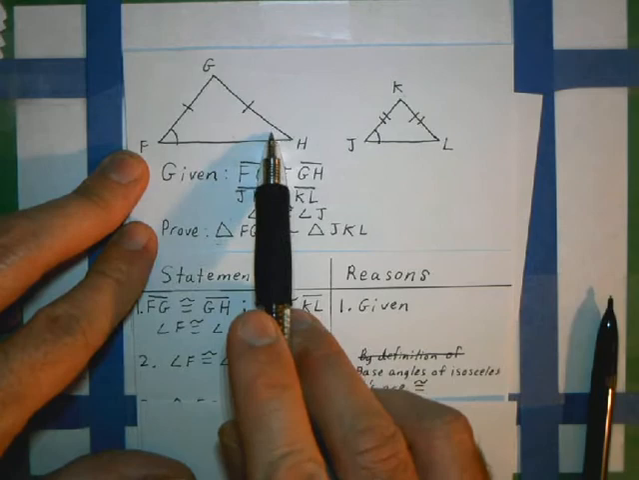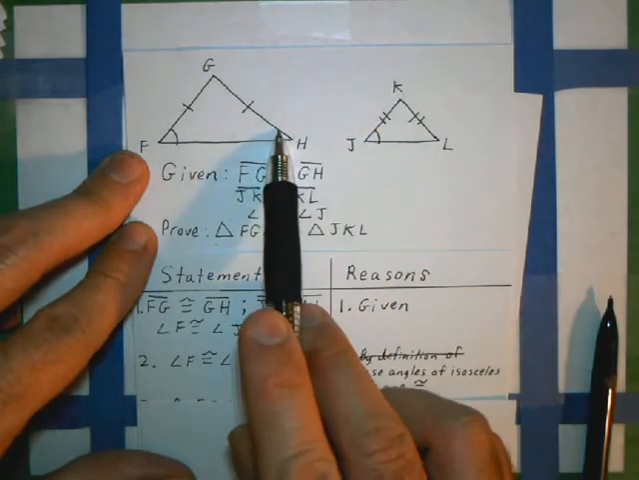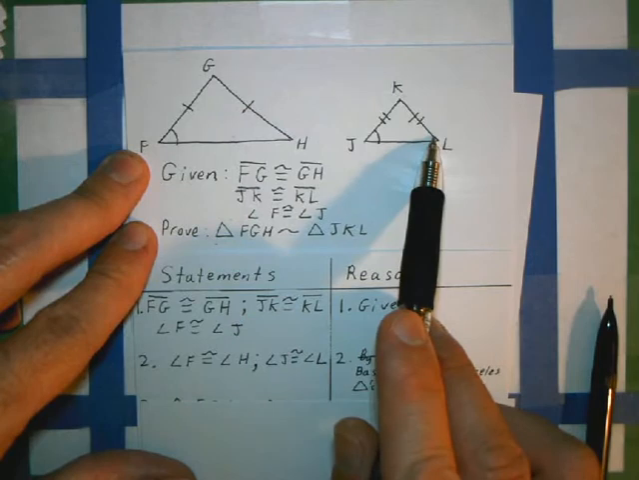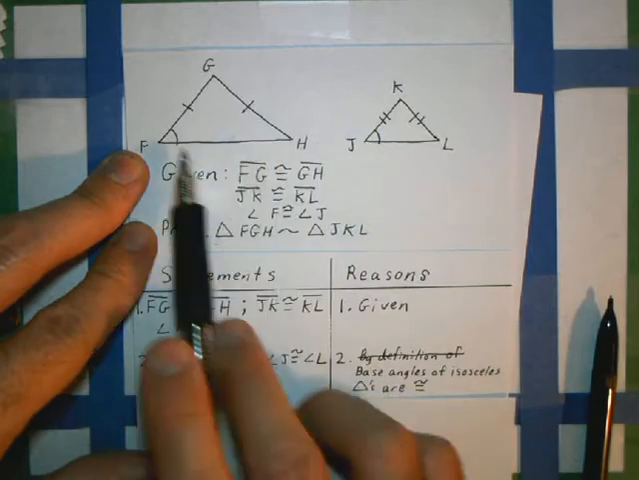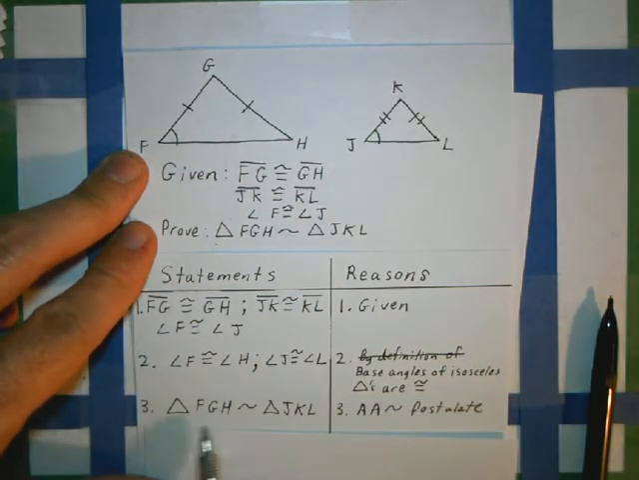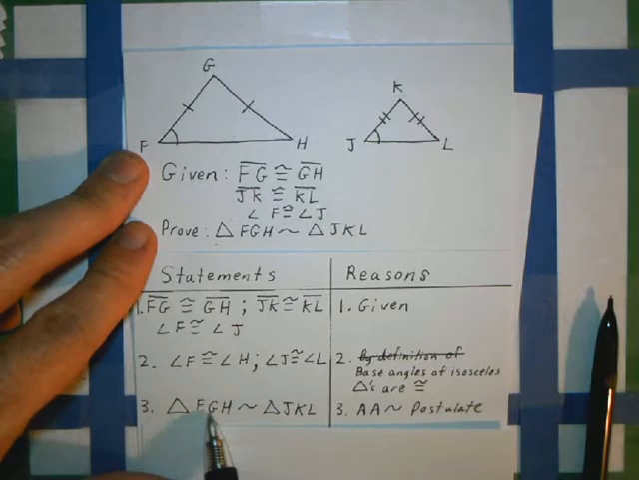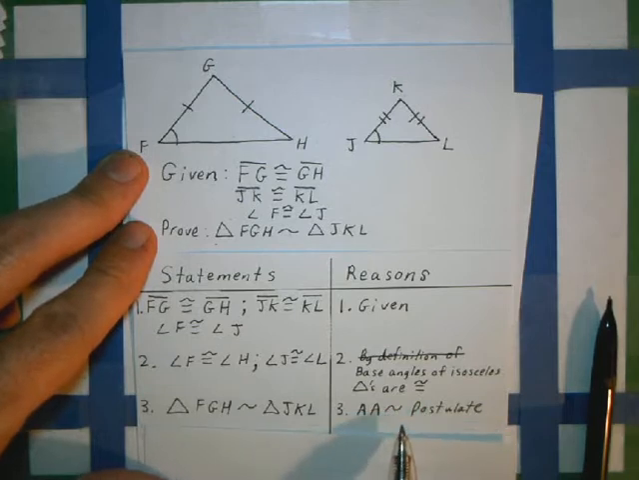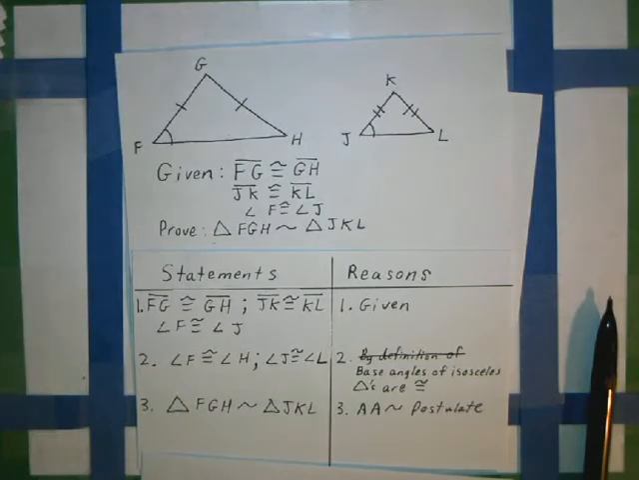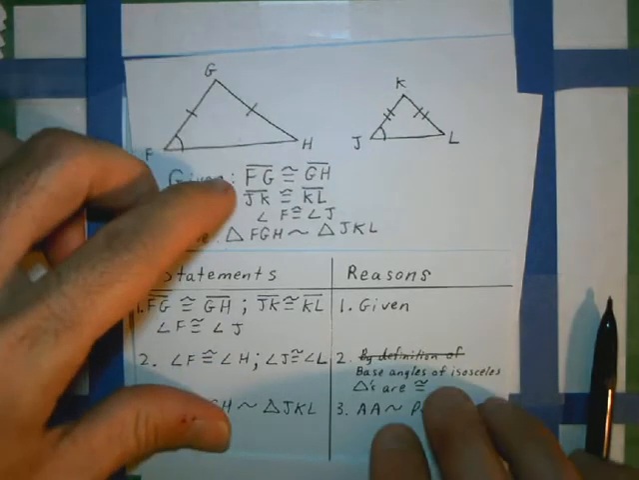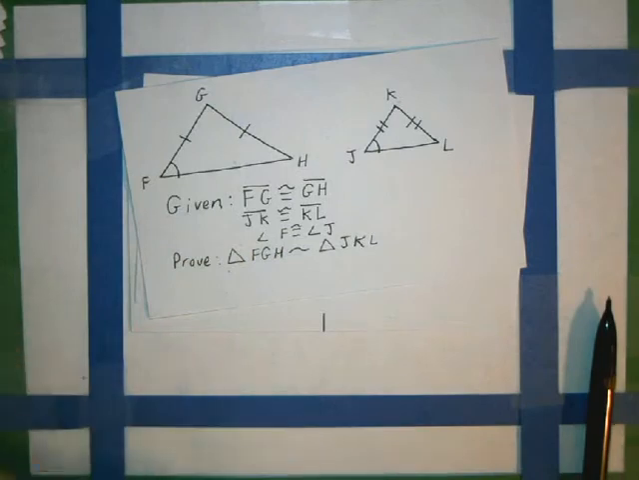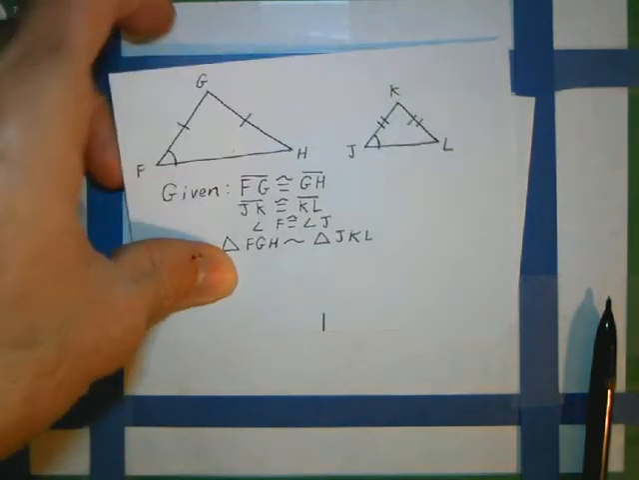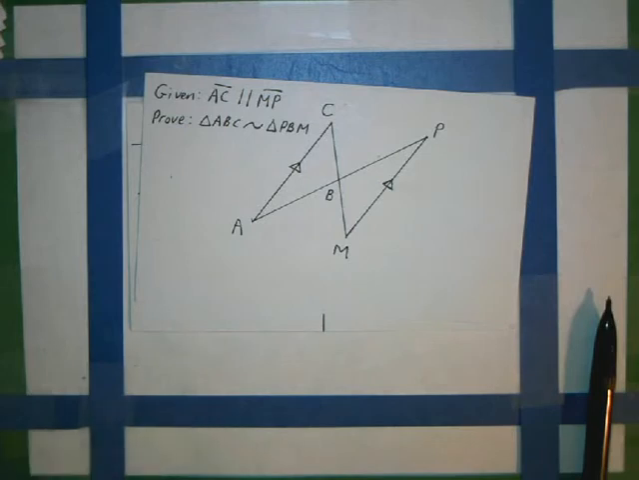Well, if we've got this is congruent to this, and this is congruent to here, because they're all congruent to each other, then we can say that triangle FGH is similar to triangle JKL by the angle-angle similarity postulate. Okay, so that's going to be the first proof.